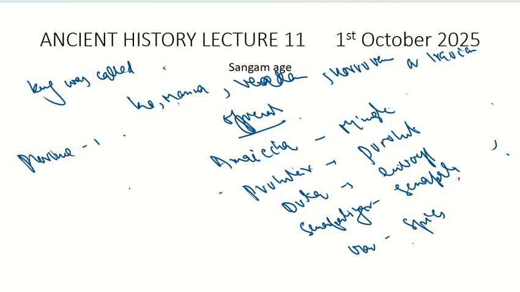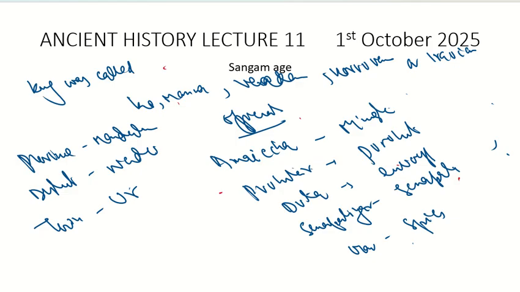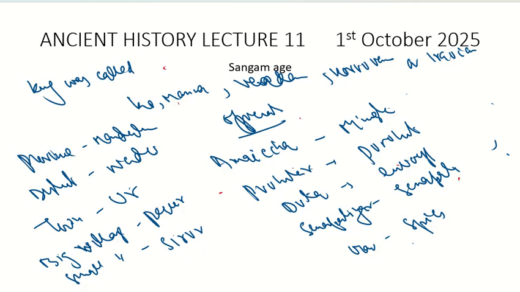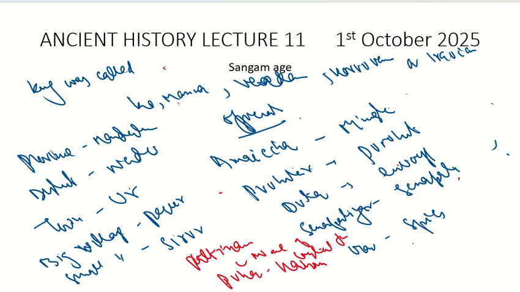What was the province called? Mandalam. District, Nadu. Town, Ur. And the big village was called Perur. Small village was called Sirur. And Pattinam, the name of a coastal town. Pohar, harbor areas, and Chiri, suburban town.